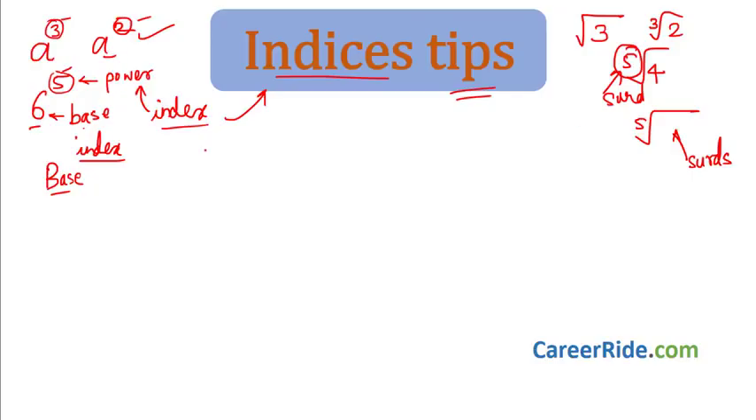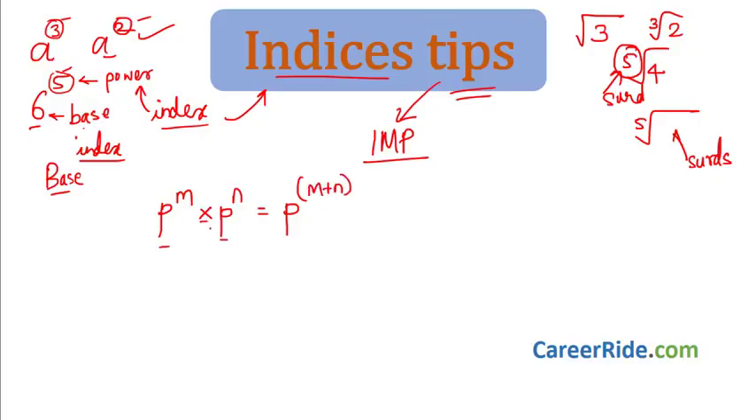Now let us see some tips that are very important and needed while solving sums. The first tip is, say we have p raised to m multiplied by p raised to n. What can we write? We can simply write p raised to m plus n, since both bases are the same. So whenever we have a multiplication sign and the bases are the same, p and p, then we can simply add the powers, or add the indices, m plus n.